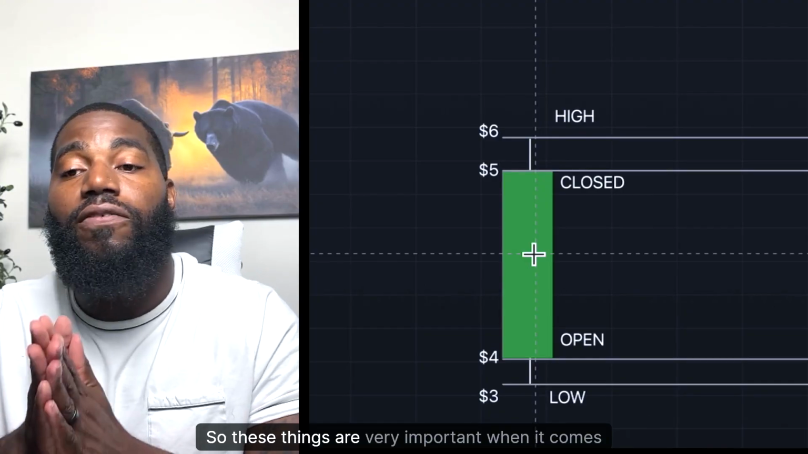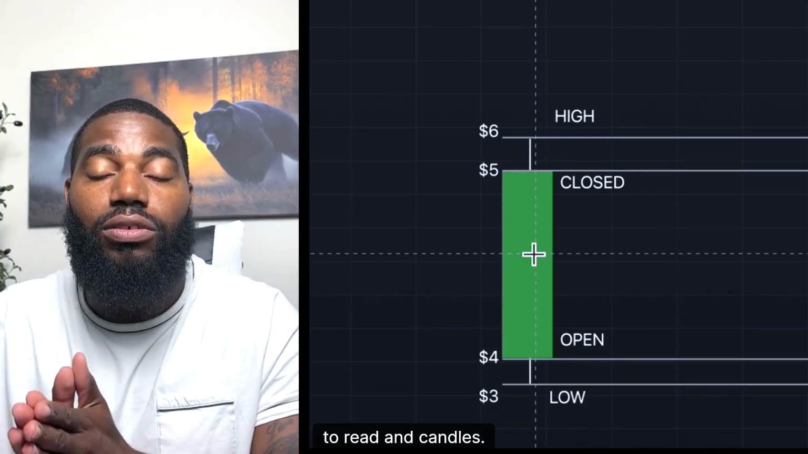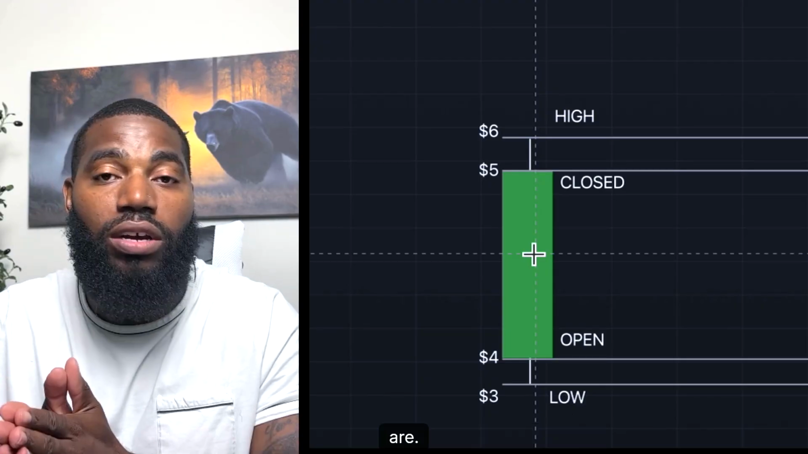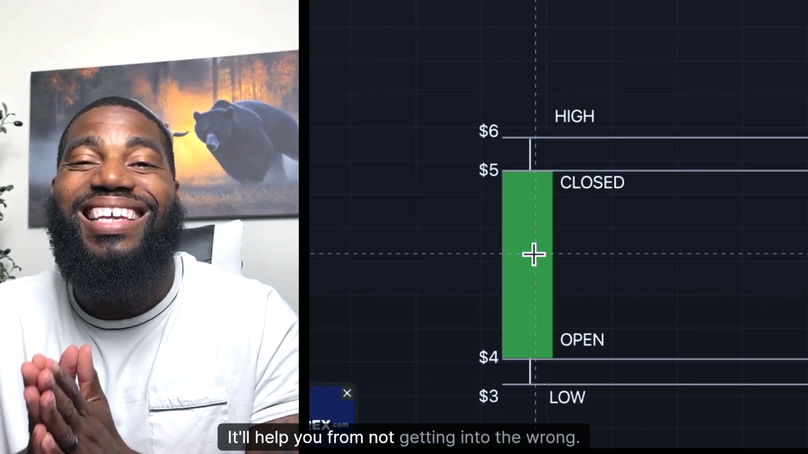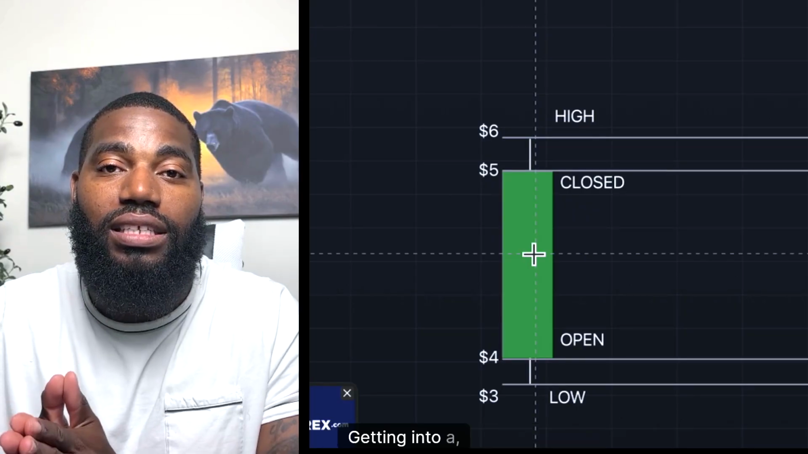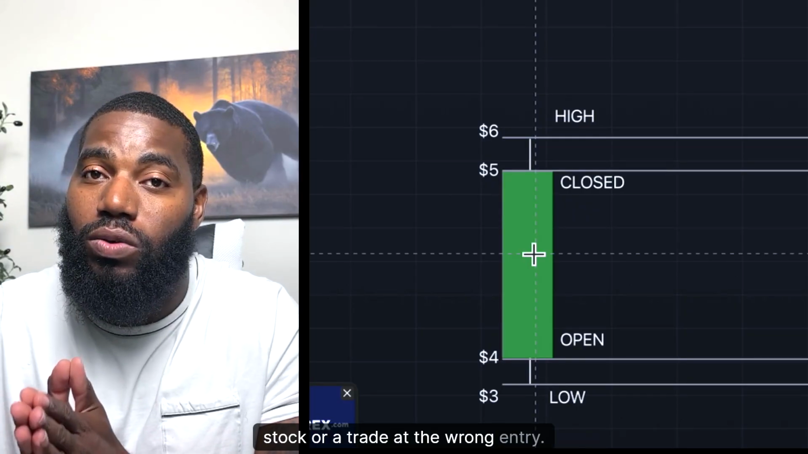So these things are very important when it comes to reading candles. It's going to show you where buyers and sellers are. It'll help you from getting into a stock or a trade at the wrong entry.